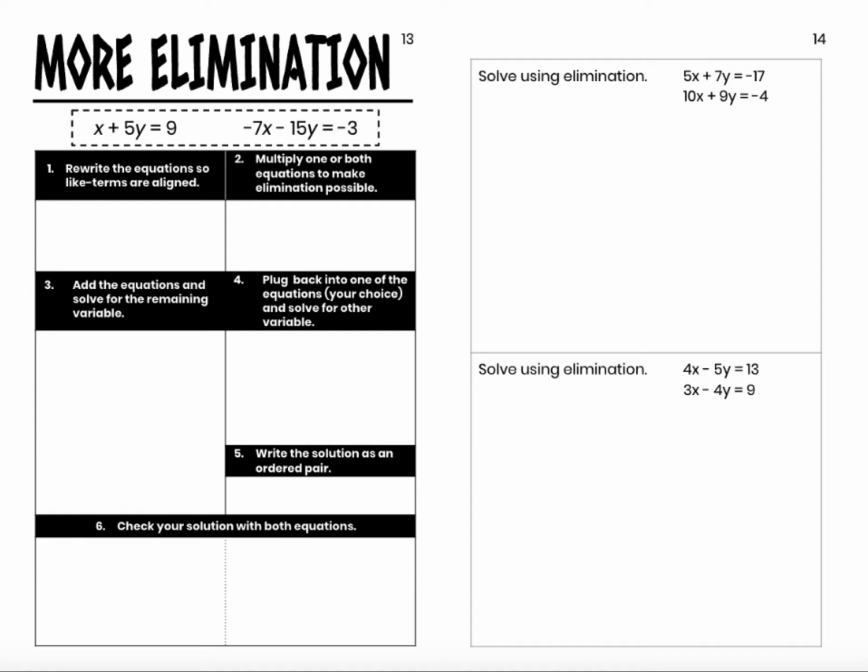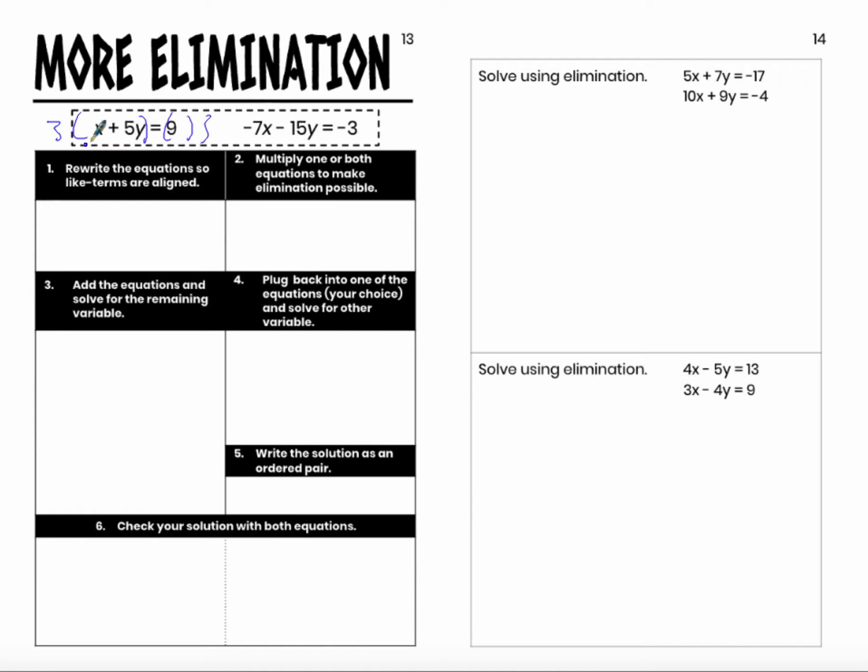Now, it's not always quite so straightforward. Oftentimes, we have to multiply one or both equations by a number in order to create coefficients that allow us to add to 0. So in this case, we could either multiply the first equation by 7, then we'd have 7x minus 7x, or we could multiply the first equation by 3, then we'd have 15y and negative 15y. I like to choose the smaller number, but either one is fine.